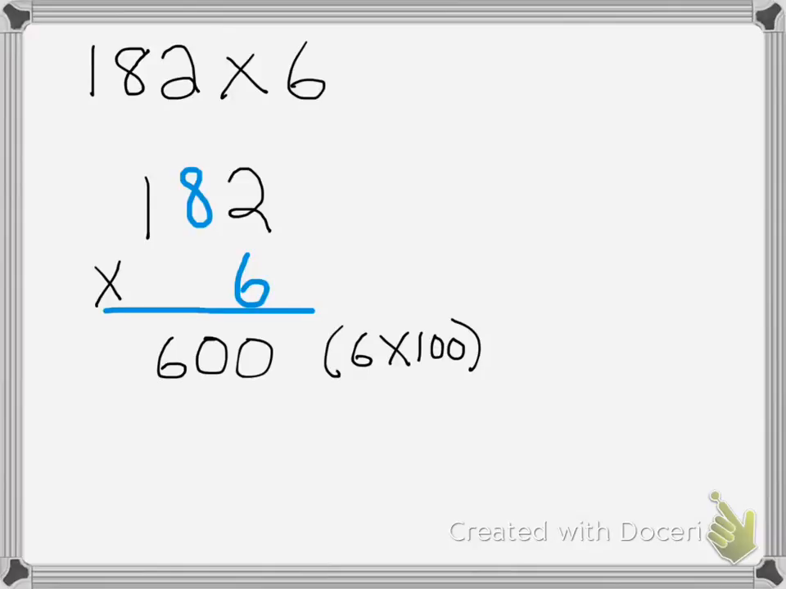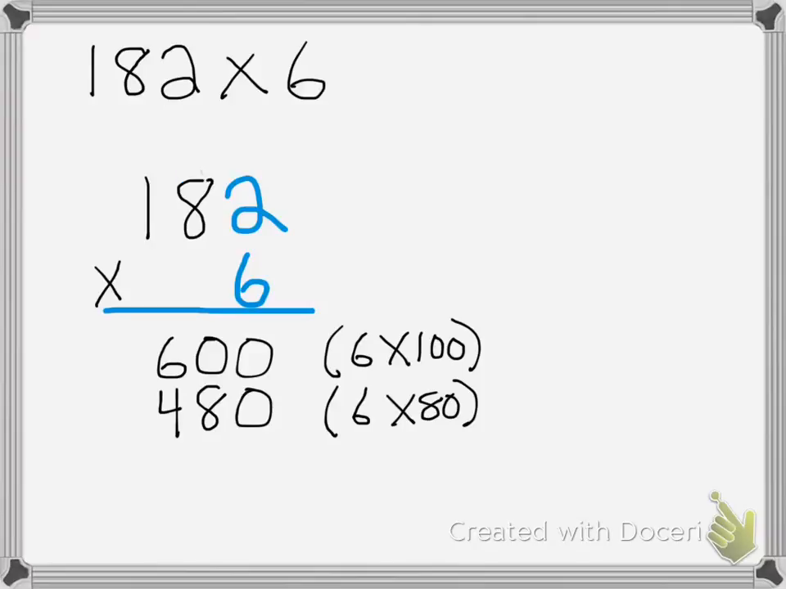Okay, now I have highlighted in blue the digit 8, which is in the tens place. And we're multiplying 6 times 8 tens, or 6 times 80. Of course, we know that 6 times 8 is 48. 6 times 80 is 480. And lastly, we are multiplying 6 times the 2 in the ones place. 6 times 2 is simply 12.